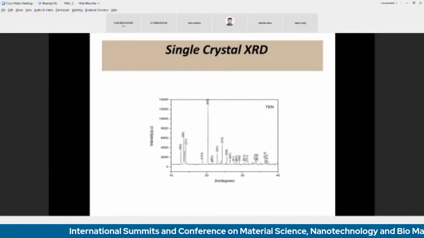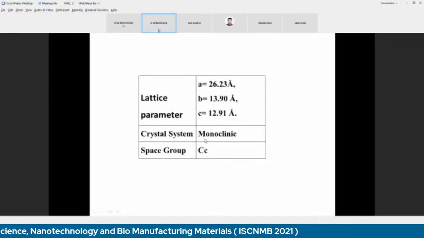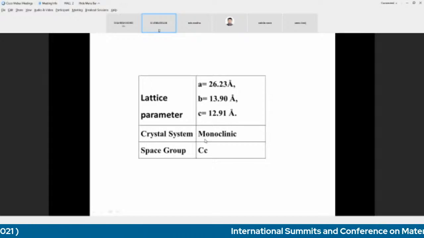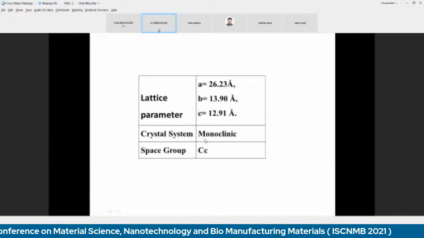Using this X-ray diffraction with suitable software, we can find the lattice parameters: a is equal to 26.23 Angstrom, b is equal to 13.90 Angstrom, and c is equal to 12.91 Angstrom. From these lattice parameters, we can conclude the grown crystal belongs to the monoclinic crystal system. And also we can find the centrosymmetric space group Cc.